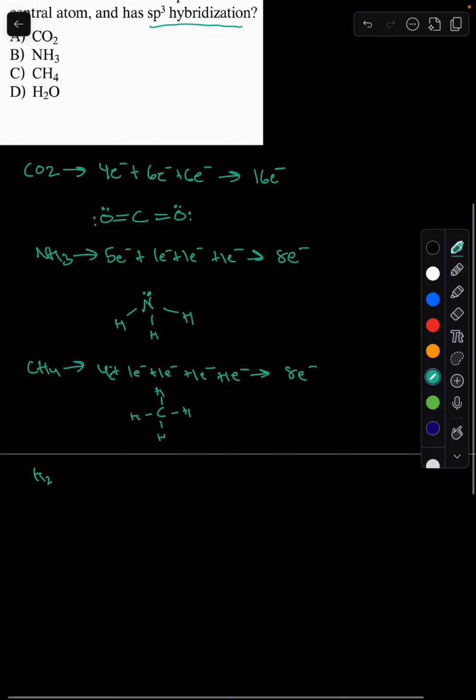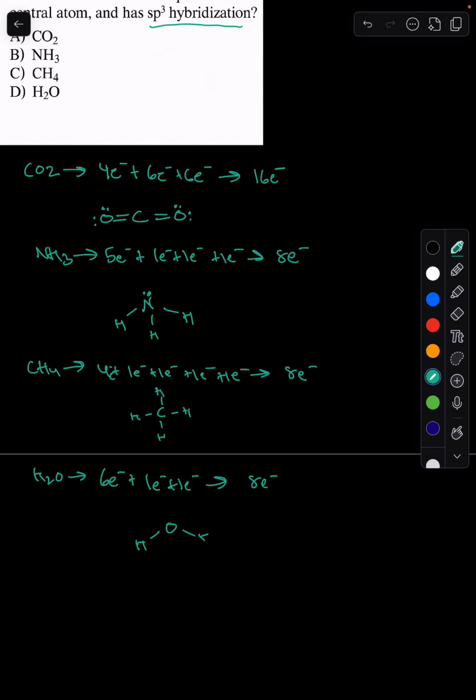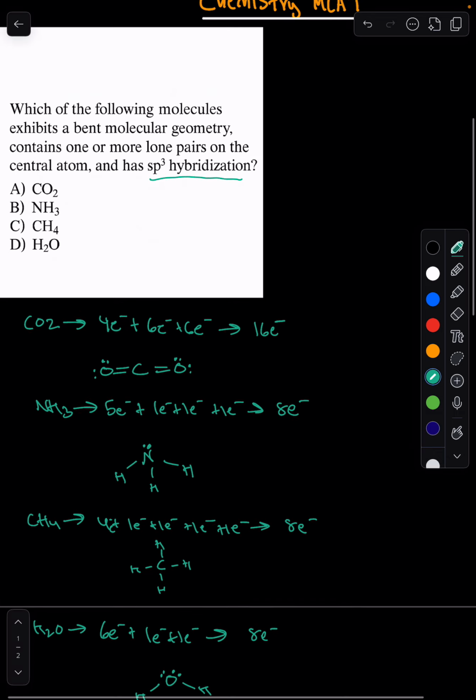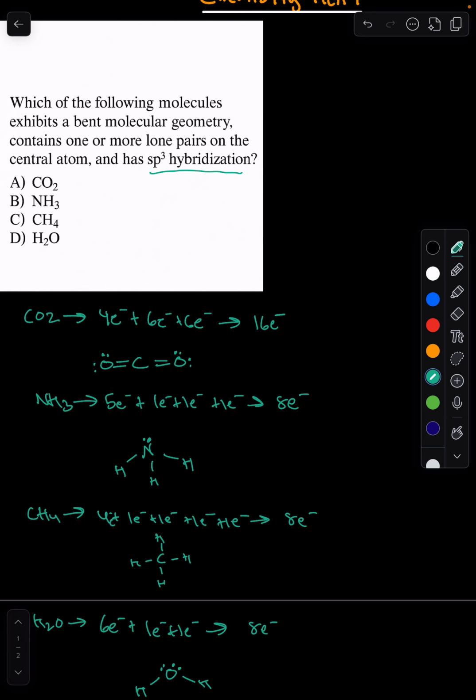And last but not least, H2O, or water: 6 valence electrons from oxygen, plus 2 from the hydrogens, makes 8 valence electrons as well. And then 2 lone pairs. Okay, so let's look at their hybridization first.